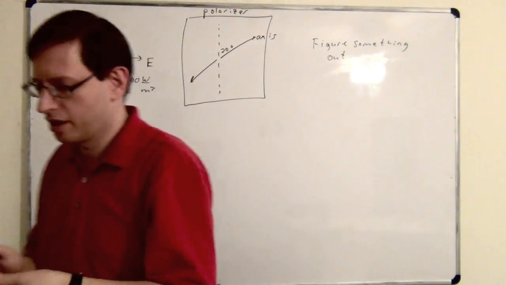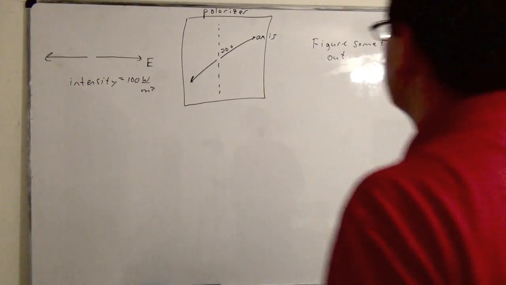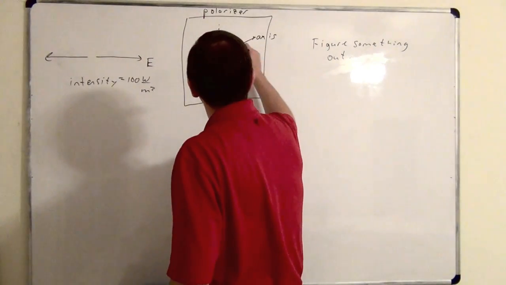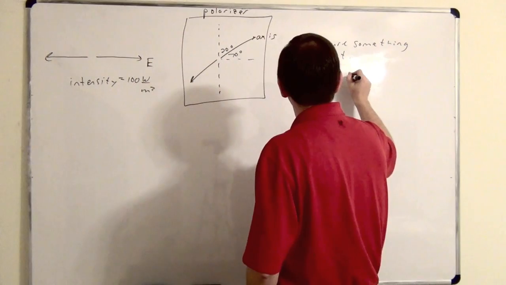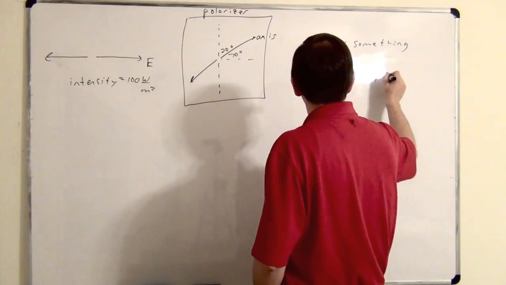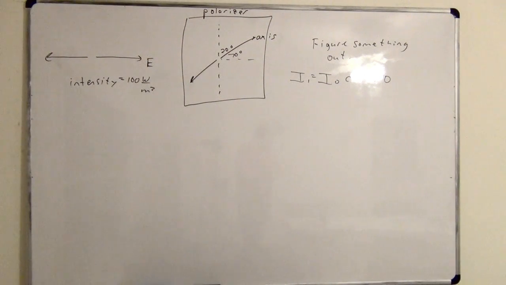Okay, let's try this. So the angle between the axis and the light would be 70 degrees. So then I1 would equal I naught times cosine squared 70. Okay. It will be less. Do you have a calculator? No.